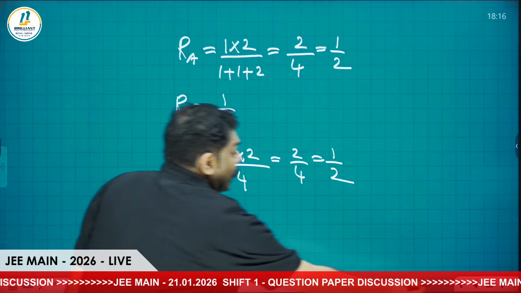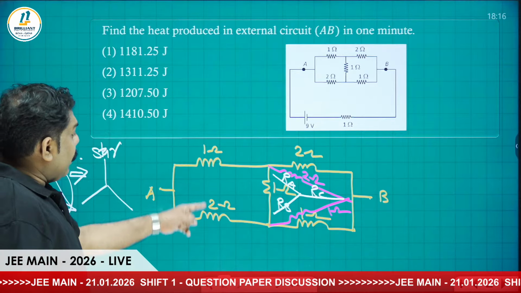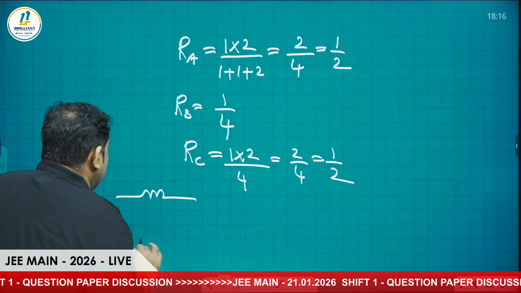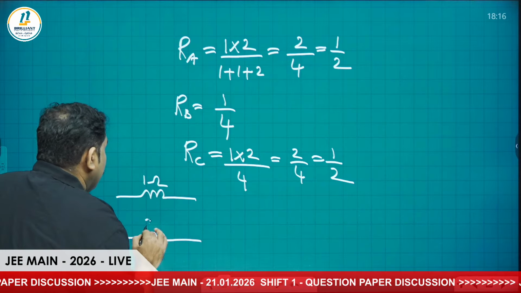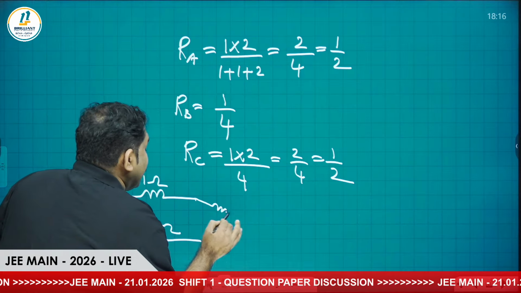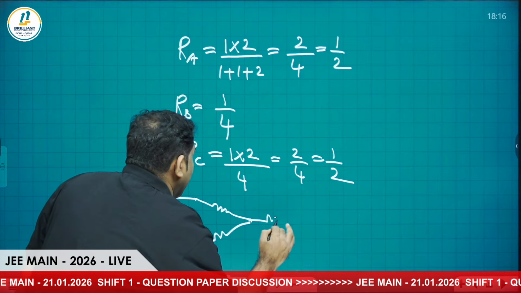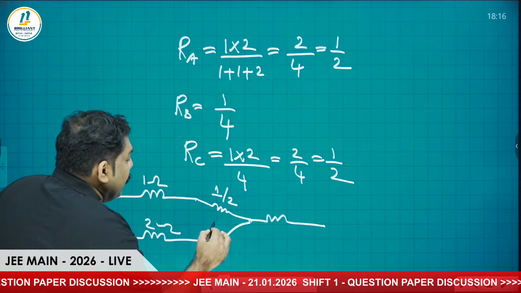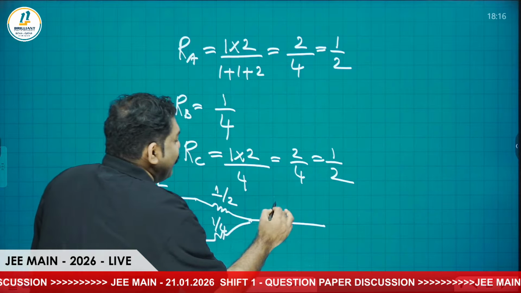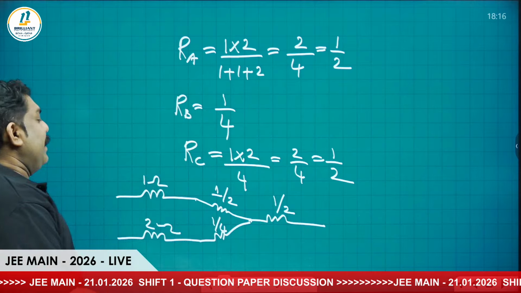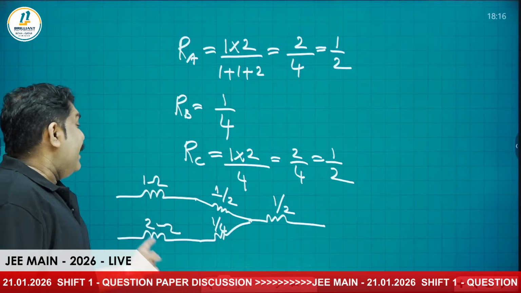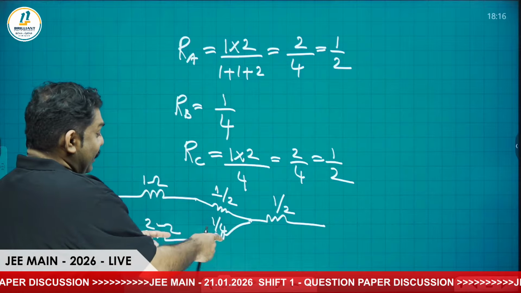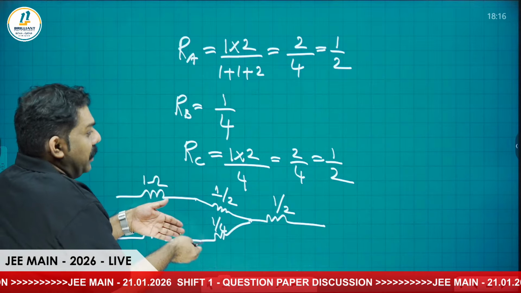So now our network we can redraw. What's the network? 1 ohm and 2 ohm will be there. So this is 1 ohm and here 2 ohm. And now look, the converted network I am marking like this. This will be 1 by 2, this will be 1 by 4, and this will be 1 by 2. These are the resistances. So these two are in series, and these two are in series. They are in parallel to each other.